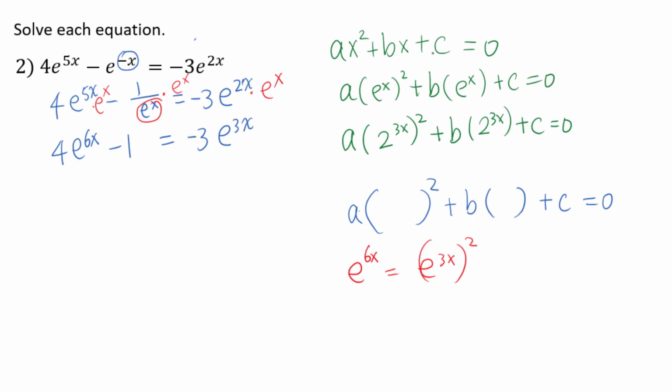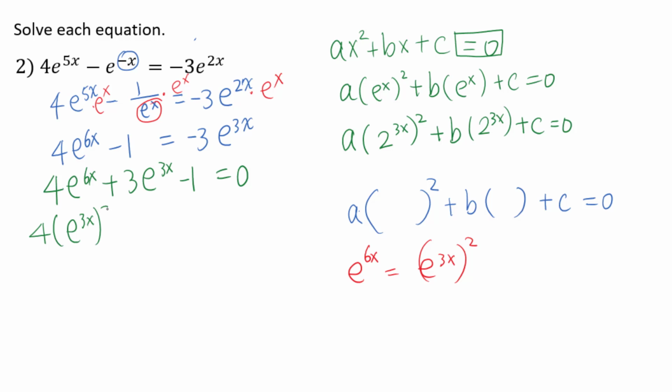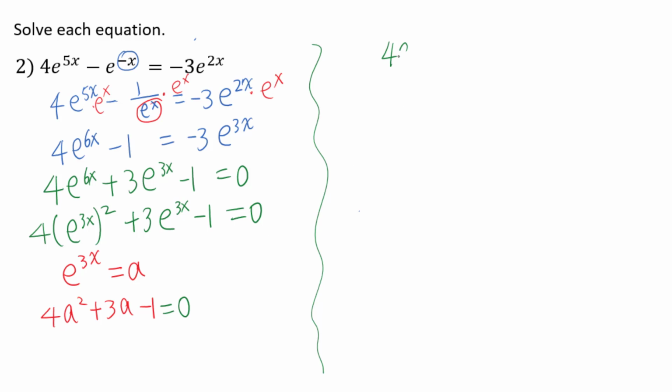Therefore, first step, get equal to 0. 4e to the 6x power plus 3e to the 3x power minus 1 equals 0. 4 times e to the 3x power, then square, plus 3e to the 3x power minus 1 equals 0. Then we will make e to the 3x power equal a. Substitution: 4a squared plus 3a minus 1 equals 0.